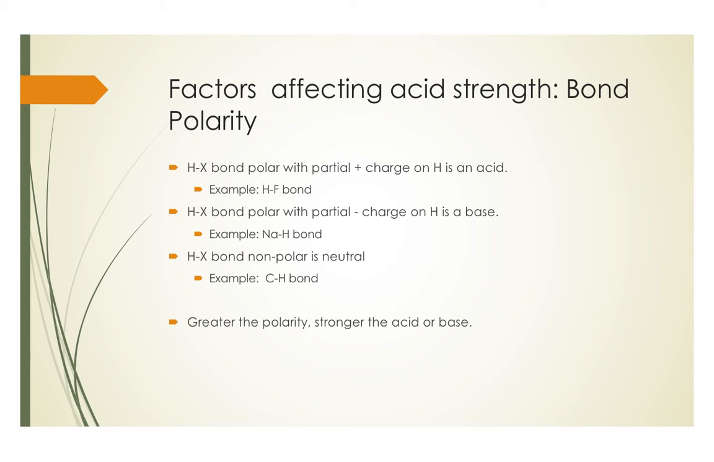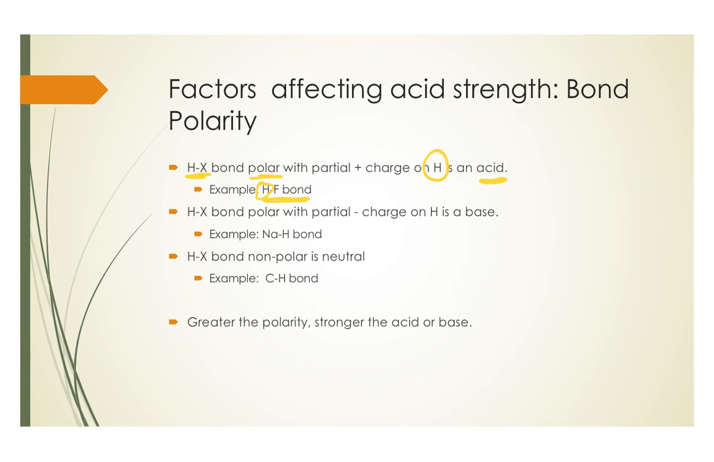So if we have an HX bond and it's polar, and that partial positive charge is located on the hydrogen, meaning it's less electronegative, then that compound is an acid. For example, the HF bond. HF is an acid. Why? Because it's polar and the H side is partially positive, and so it's easy for us to lose that particular hydrogen atom.